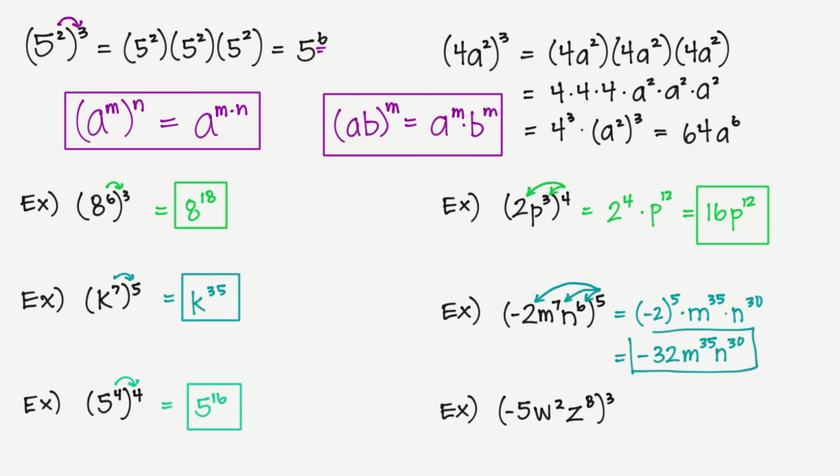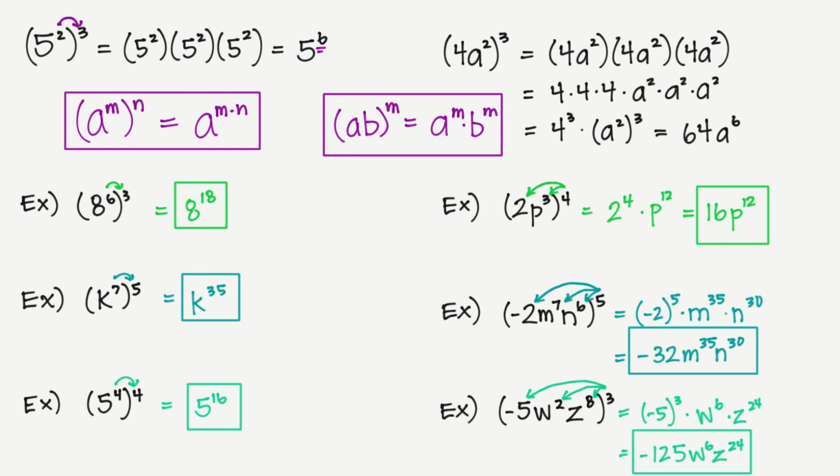Final one here, in parentheses, I have negative 5w squared, z to the 8th power, all of that raised to the 3rd power. So that's going to be negative 5 cubed times w to the 6th power times z to the 24th power, and that will simplify to negative 125 w to the 6th power, z to the 24th power. And that's it. So hopefully these 2 new rules made sense.